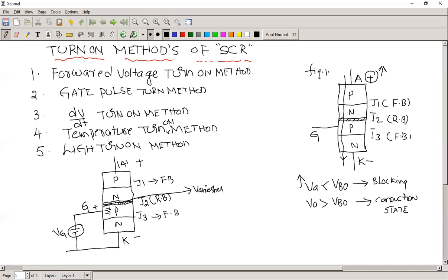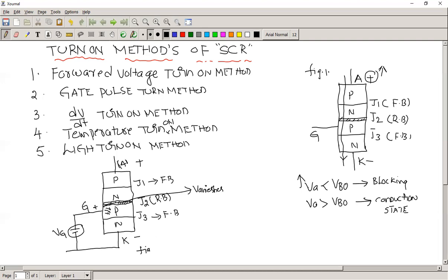Vanishes. So at a lesser amount of voltage, the junction J2 will break down when compared to the previous case. This method of turn on of SCR is nothing but the gate pulse turn on method. In this method, the device is forward biased. We are applying the gate voltage between the gate and cathode. It injects charge carriers into the inner P region. Because of the charge carriers, the width of the junction J2 decreases and vanishes at a lesser anode voltage when compared to the previous method.